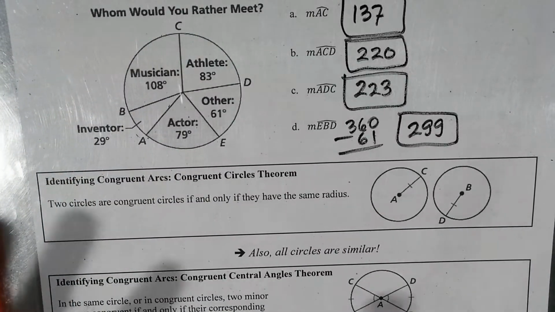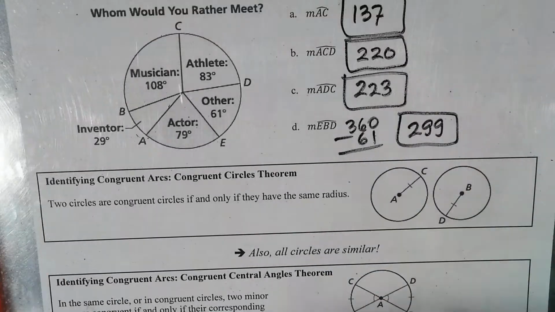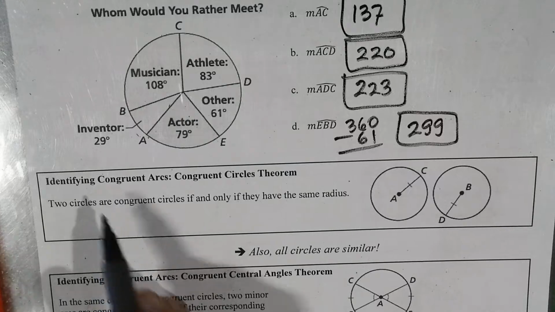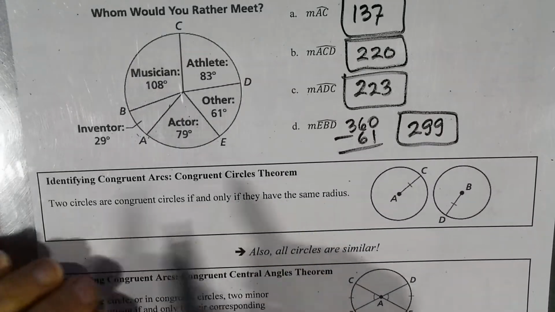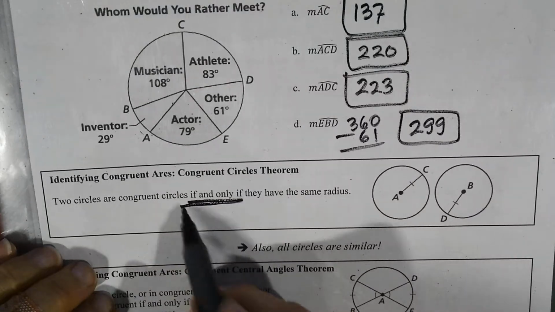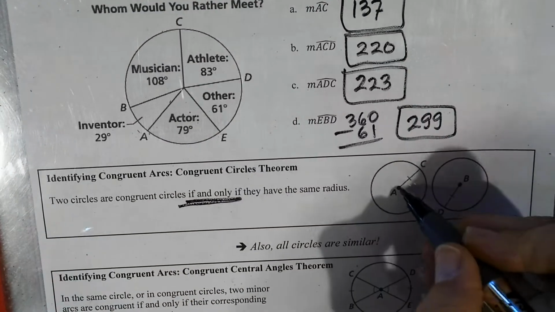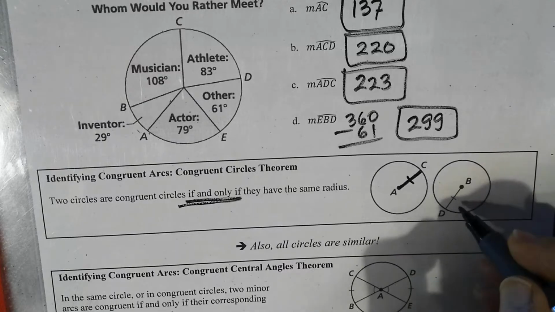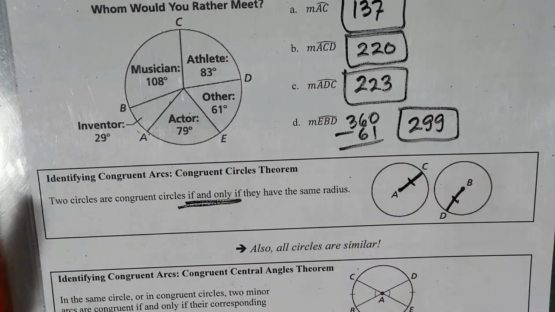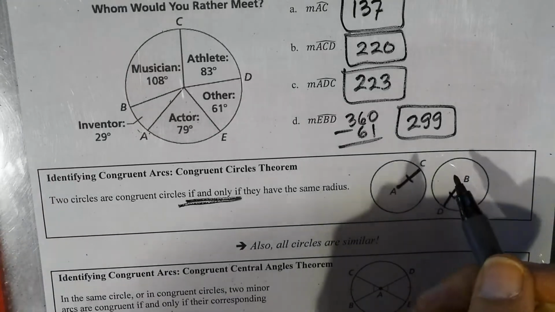Okay, we have two other little theorems, but they're very obvious, okay? Identifying congruent arcs and congruent circles. Two circles are congruent if and only if they have the same radii. Okay, so if AC is congruent to BD, then they're congruent circles. And that kind of should make sense because the definition of a circle is the radius.